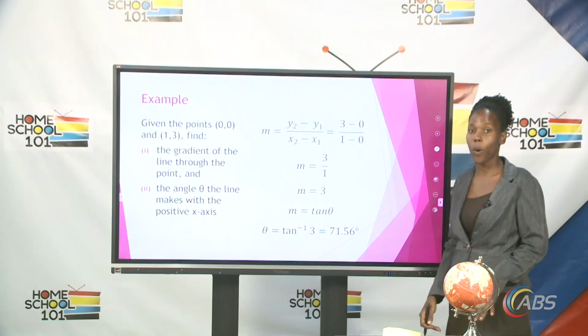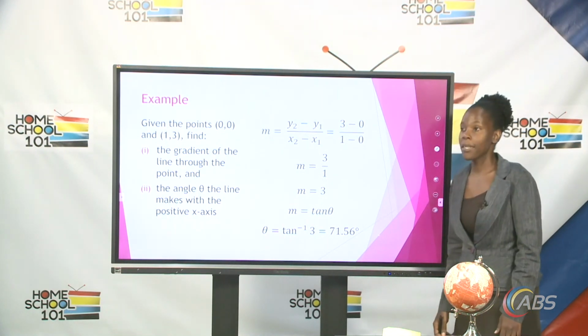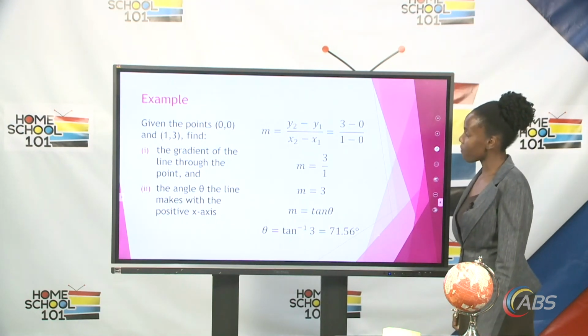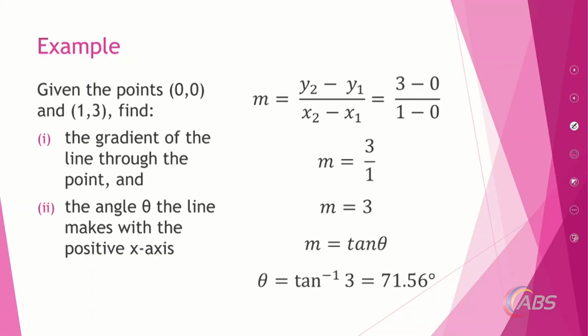So the first thing we would do is to find the gradient, and to find the gradient we use m is equal to y2 minus y1 divided by x2 minus x1. So substituting the values, it becomes 3 minus 0 divided by 1 minus 0. If we subtract 0 from anything, it is itself. So it becomes 3 divided by 1, which gives us a value of 3. So we have our gradient 3.